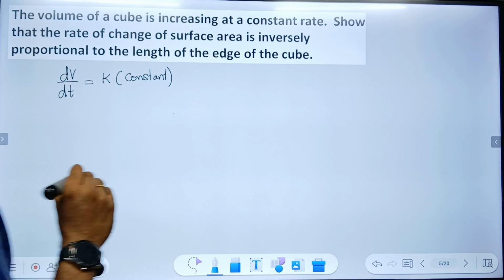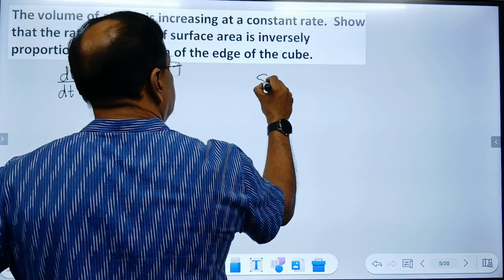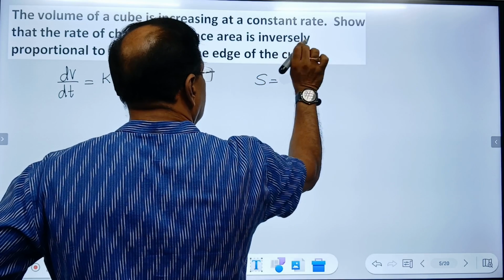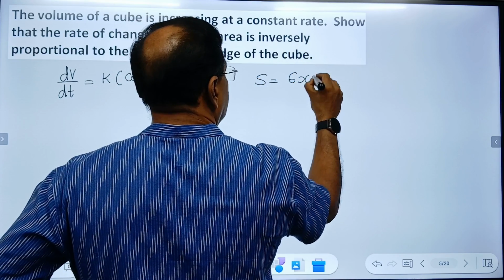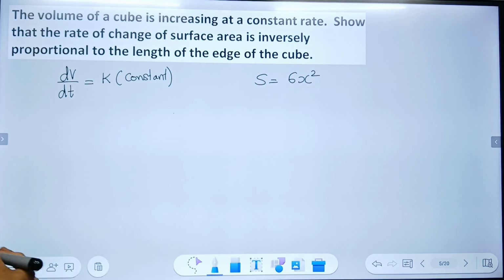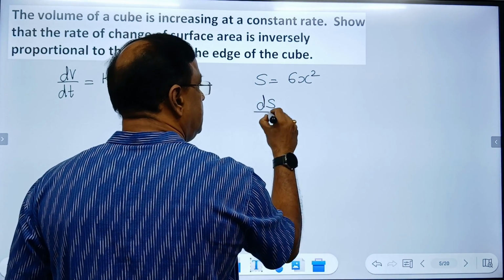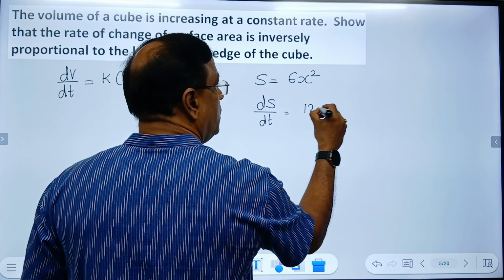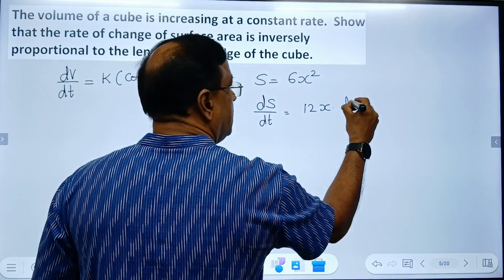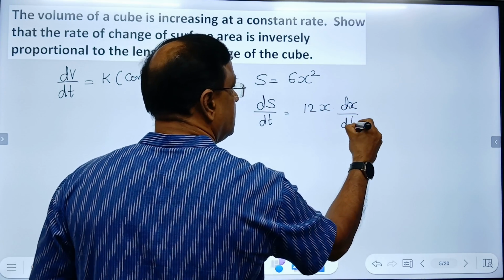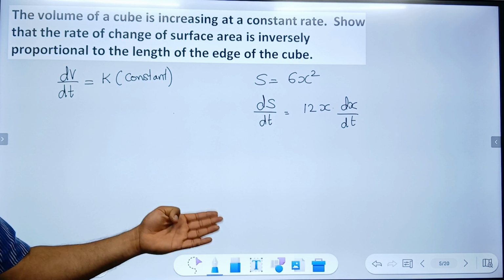Now I'll take the surface area. Surface area of the cube will be 6x square. Okay, let it be there. I want to find dS by dt. So what is dS by dt? dS by dt is nothing but 12x into dx by dt. But I don't know what dx by dt is.